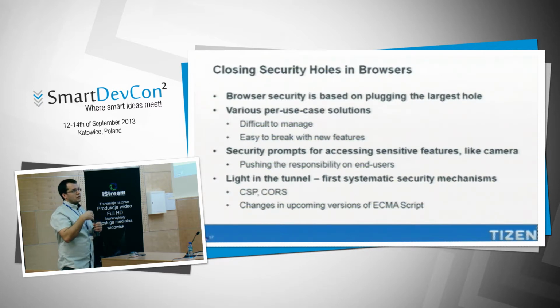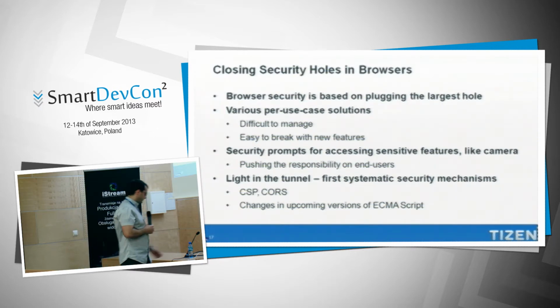There are first systematic approaches to security, like CSP and CORS. It's content security policy and cross-origin resource sharing. These are W3C specifications with a direct approach to fixing JavaScript problems, not only JavaScript problems. And there are also changes in the upcoming versions of JavaScript that will make the language itself more secure.